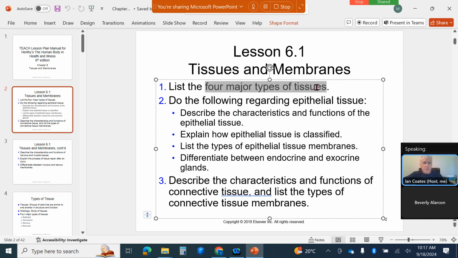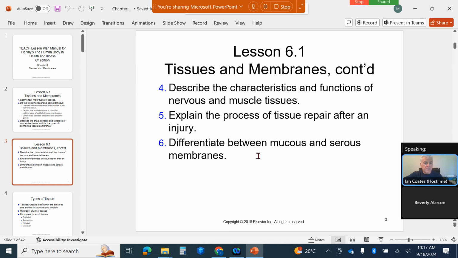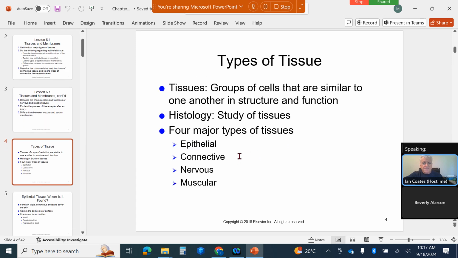We're going to talk about the 4 major types of tissues, okay? We're going to describe their function and physiology, describe the characteristics and functions of connective tissue. We're going to look at nervous tissue. We're going to look at all the different layers for muscle tissue. It's a good one, okay?